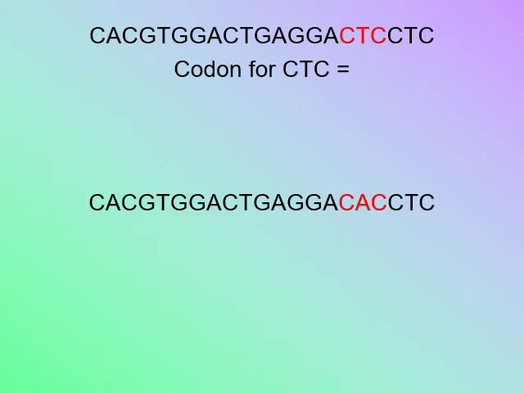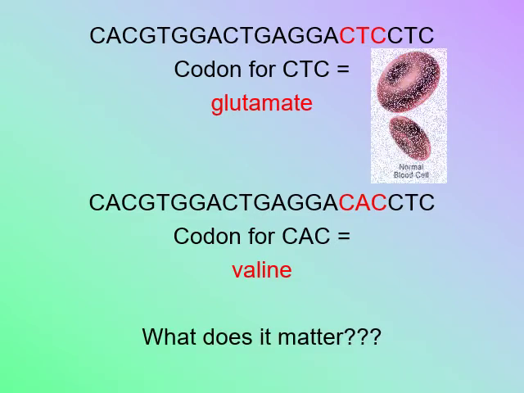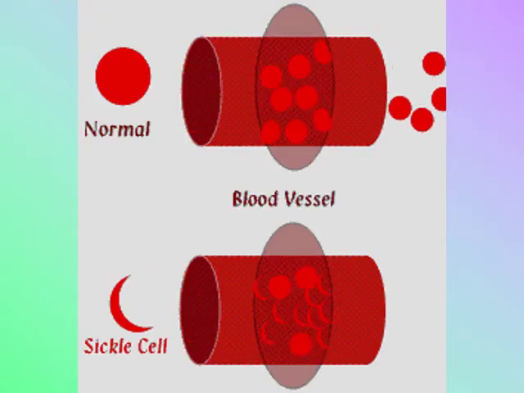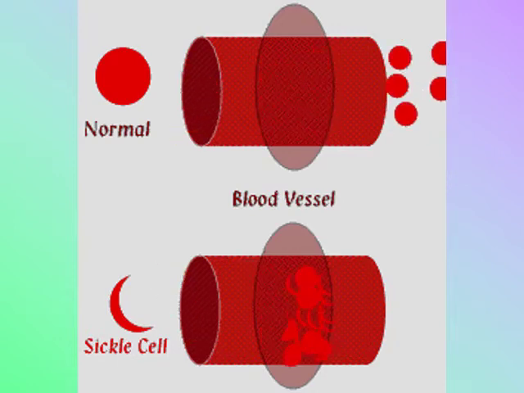CTC codon for glutamic acid and CAC codon for the valine. What does it matter? The normal hemoglobin was changed into the sickle hemoglobin.